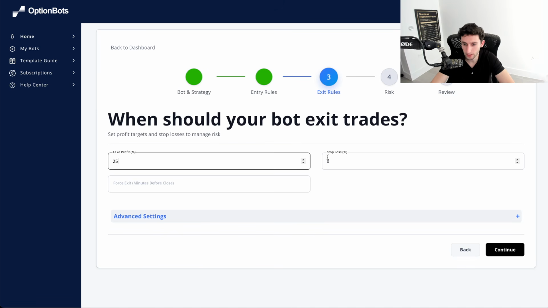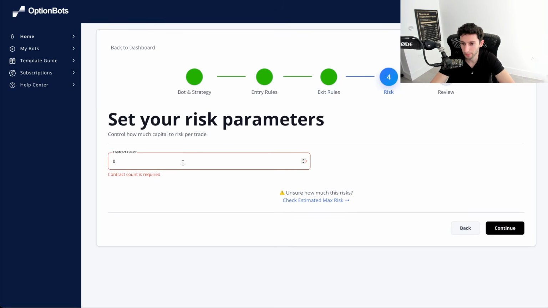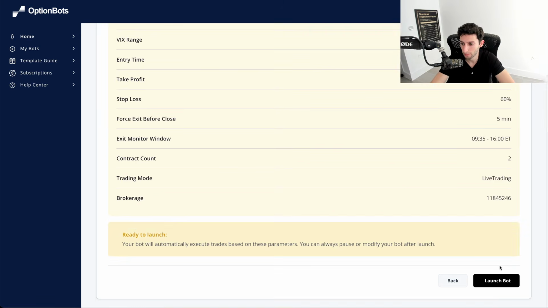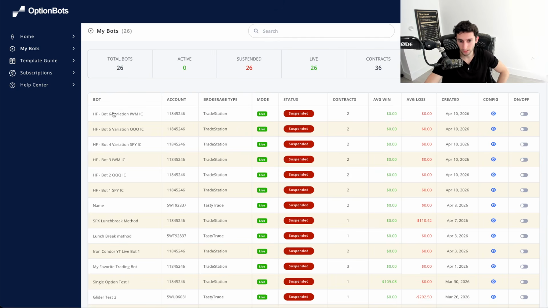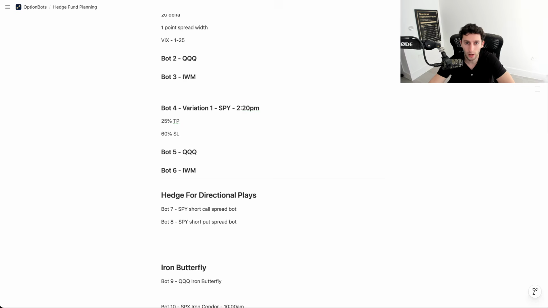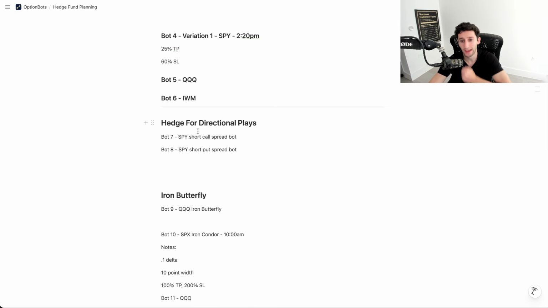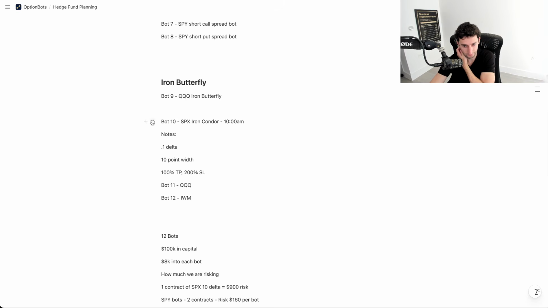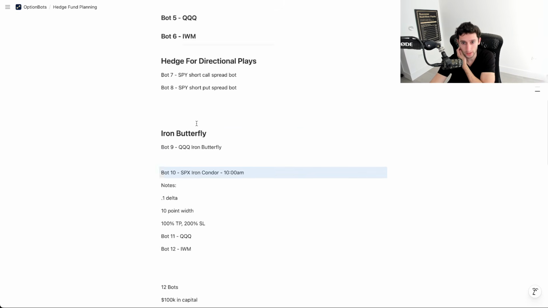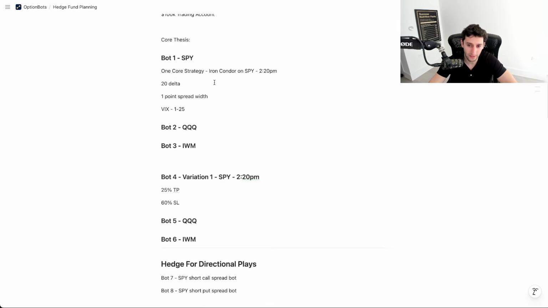And this should be pretty solid with those first 6 initial bots. Boom. All right. So there we go. We have these 6 different bots, all the hedge fund bots in there, 1, 2, 3, 4, 5, 6. So now what we can do is start to add the hedges for directional plays, butterfly, and then these ones as well.